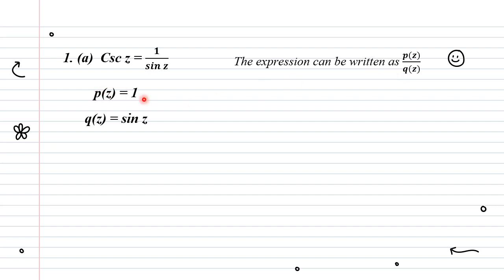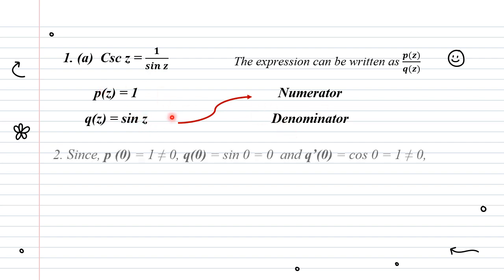So we know that P of Z is equal to 1 since it's the numerator, and Q of Z is equal to the sin of Z since it's the denominator of our expression. So now that we know that, since P of 0 is equal to 1, that means it's different from 0, and we also know that Q of 0 is equal to sin of 0, which is also equal to 0. And finally, the derivative of Q at 0 is equal to the cosine of 0, which is equal to 1, that is different from 0.